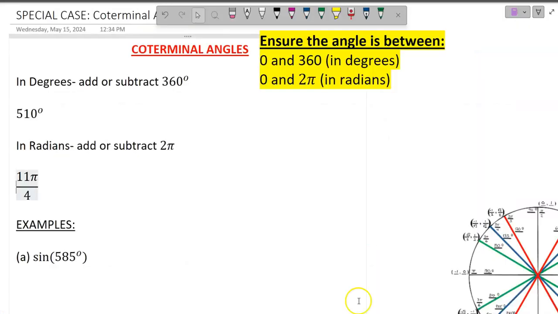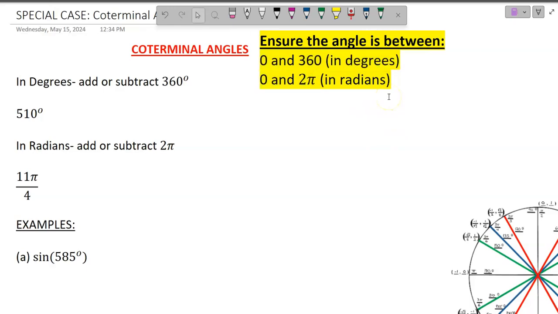If we look at a problem like 510 degrees, and we're being asked to do something with it, it is much easier to find its coterminal angle that is between 0 and 360. That means it's inside of our unit circle. Our trig toolbox also makes more sense to use in those situations. In radian world, of course, this is going to be 0 to 2 pi.